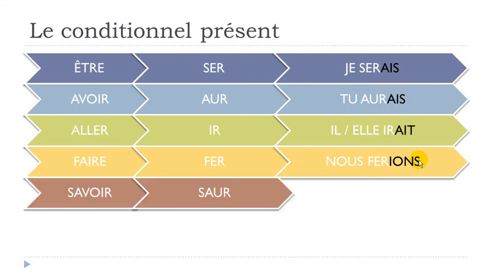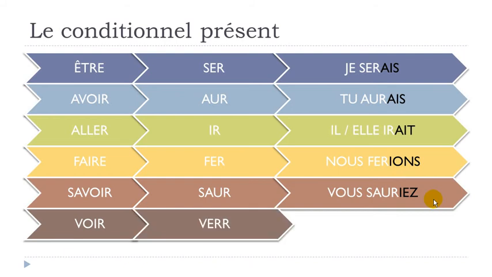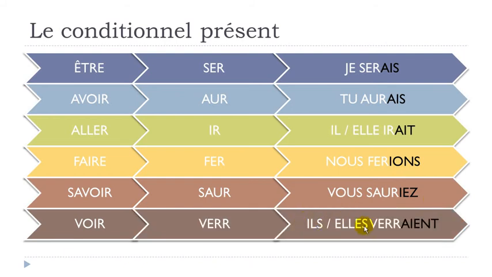Savoir will become saur. Vous sauriez. Voir will become verr. Il verrait, elle verrait. Okay, so let's see them one more time. So, être, to be, je serais. Avoir, to have, tu aurais. Aller, to go, il irait, elle irait. Faire, to do, nous ferions. Savoir, to know, vous sauriez. Voir, to see, il verrait, elle verrait.